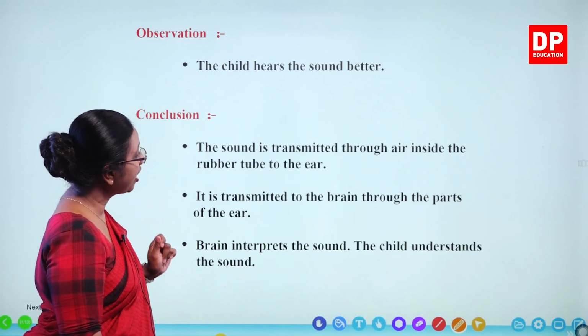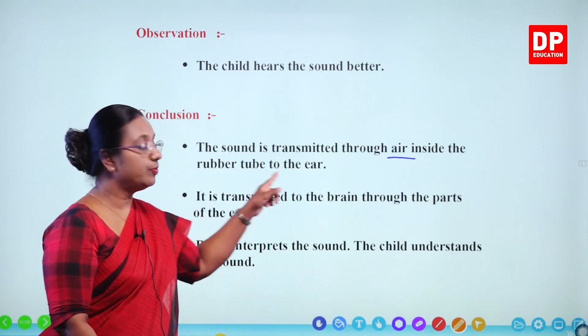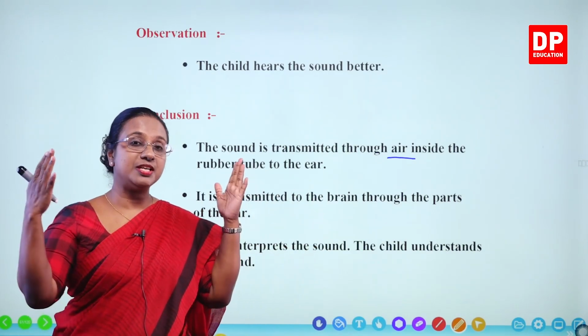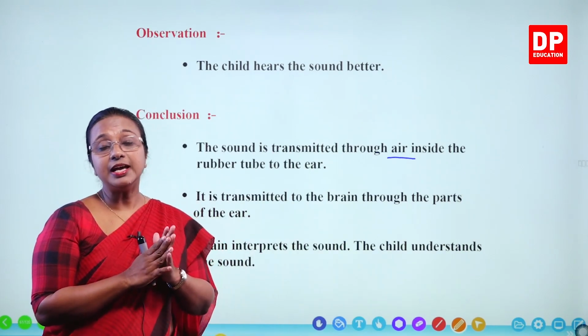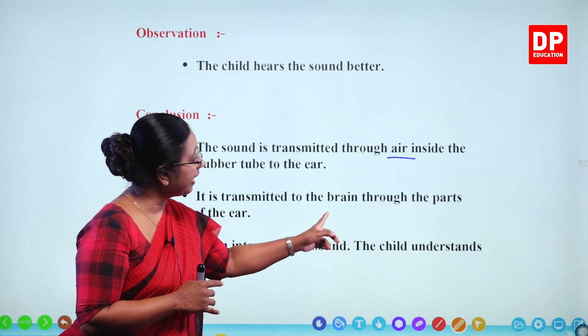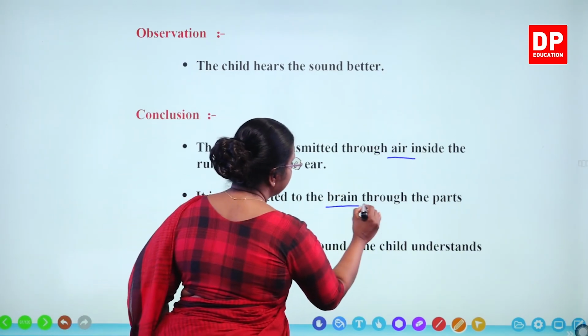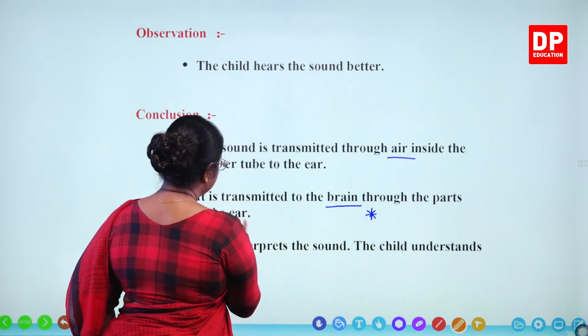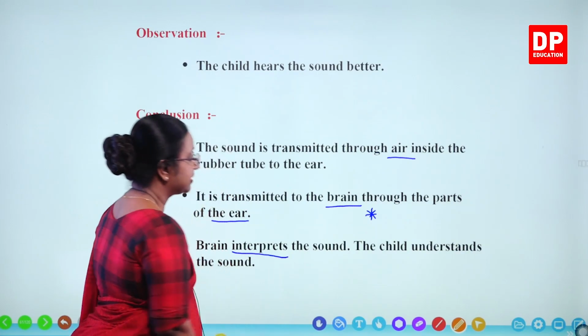The sound is transmitted through air inside the rubber tube to the ear. So sound is directed into the first funnel and transmitted through the air inside the rubber tube. It is transmitted to the brain through the parts of the ear, that is inside our ears. So that is inside the ear. Then brain interprets the sound.